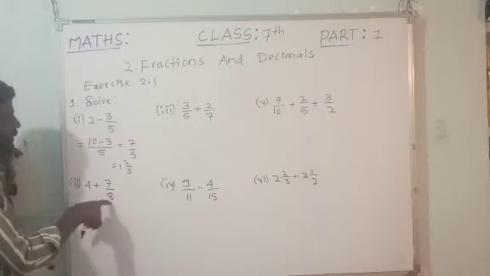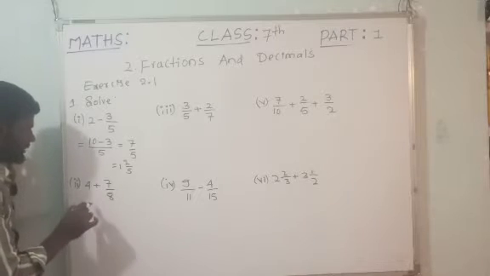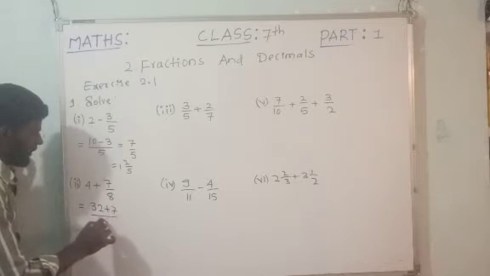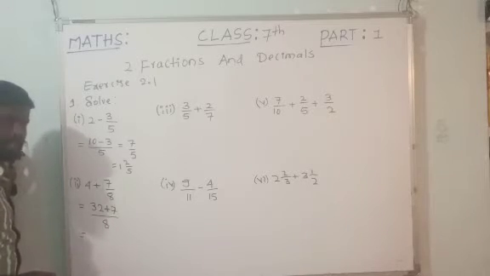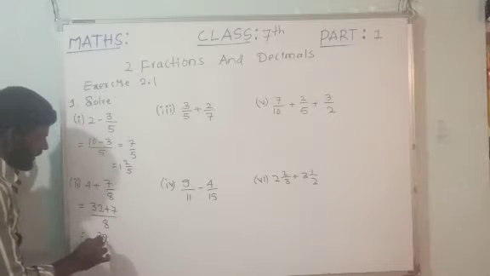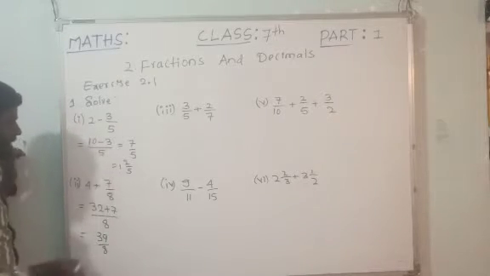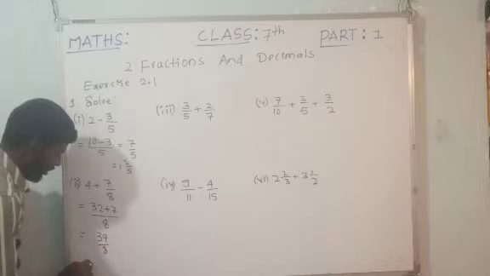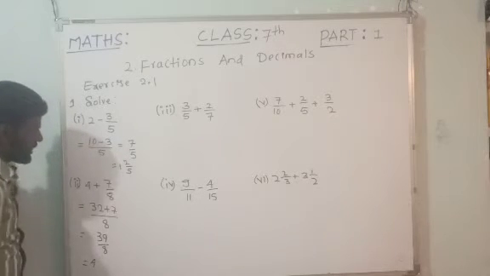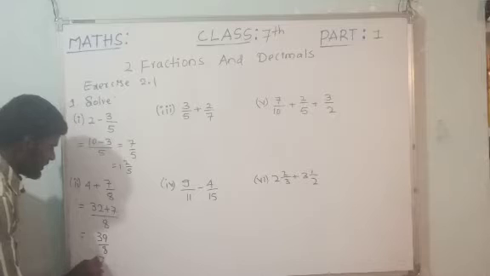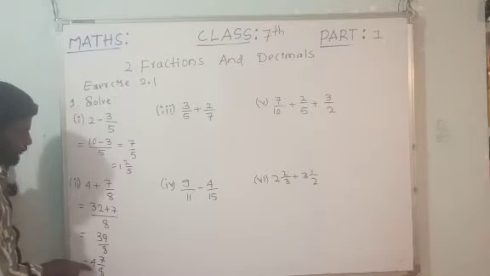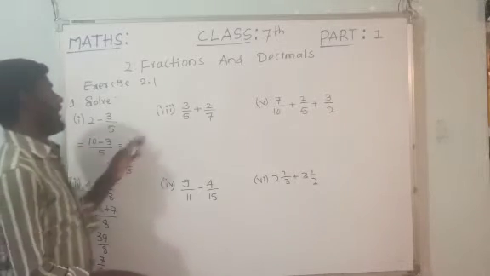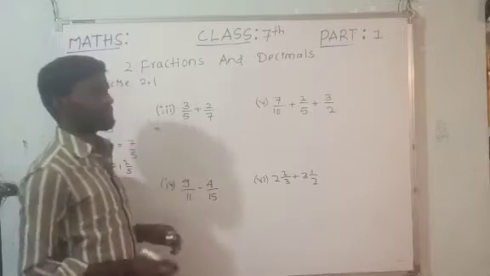Here just cross multiply. 8 4s are 32. 32 plus 7, all divided by 8. 32 plus 7 is 39. 39 all divided by 8. Then keep this answer in mixed form. 8 4s are 32, 32 plus 7, 7 by 8. Here 8 4s are 32, 32 plus 7, 39 by 8. 39 by 8.